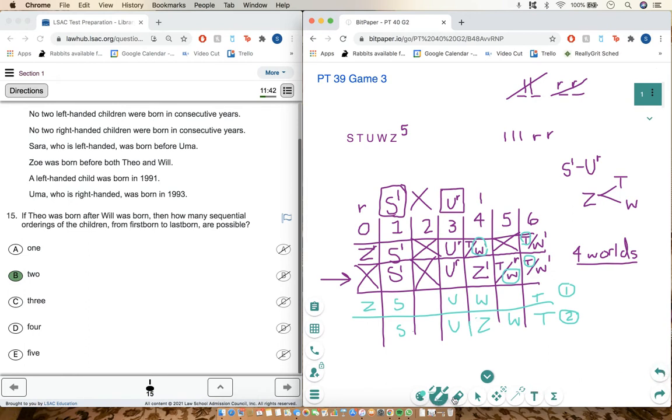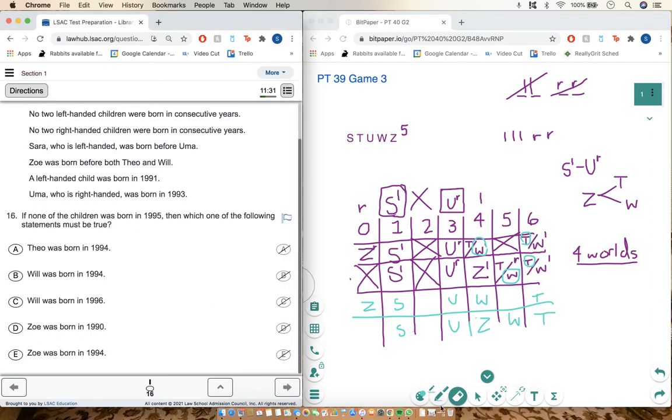I'm just going to erase this to clean up some of what we've drawn. Okay. Next question. So now they're asking if none of the children was born in 1995. So because they're asking about no one being born in 1995, we know we're looking at this combination, right? Then which of the statements must be true? They're asking for something that has to be true, right? Does it have to be true that Theo was born in 1994?